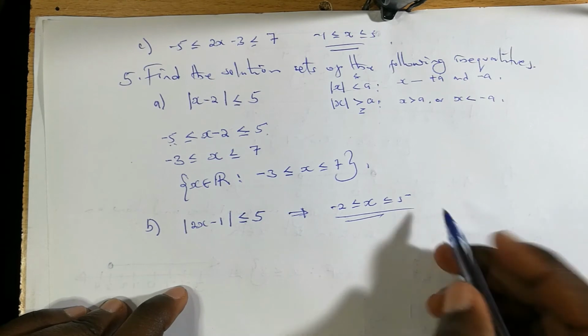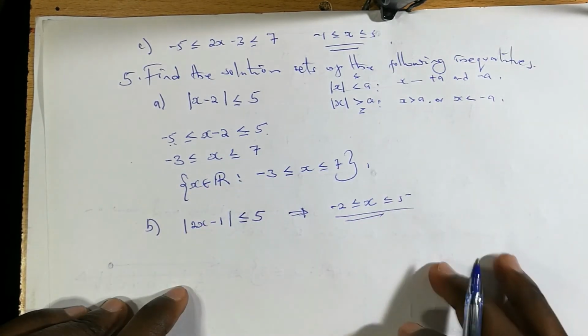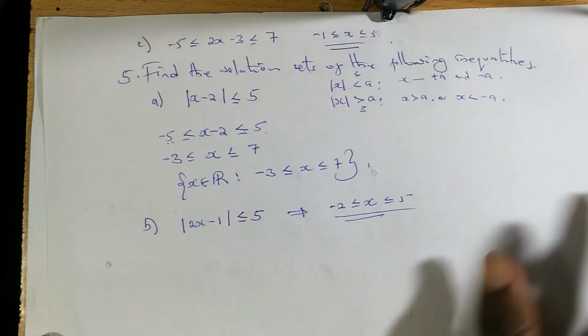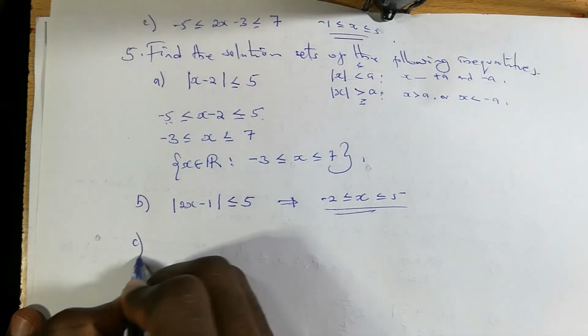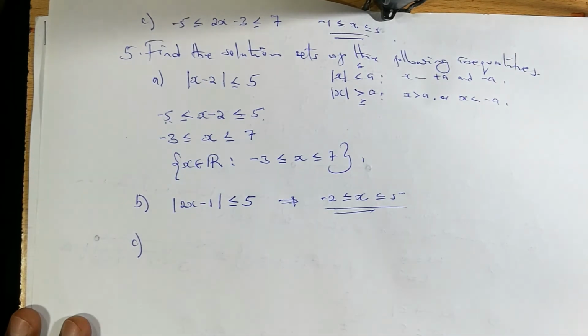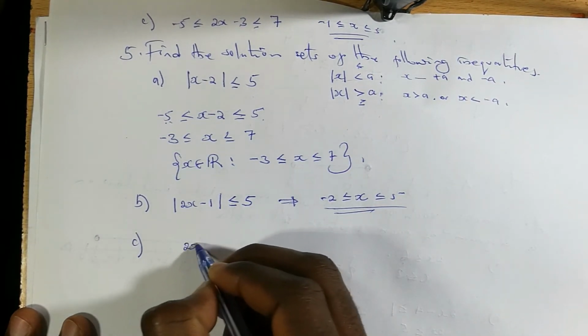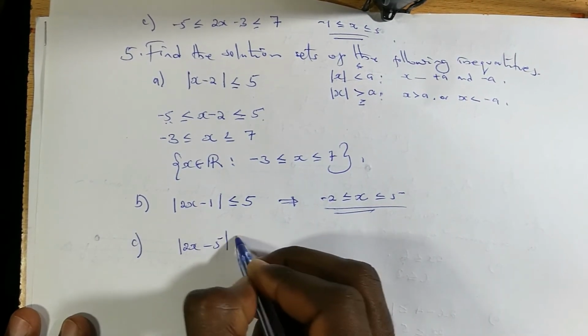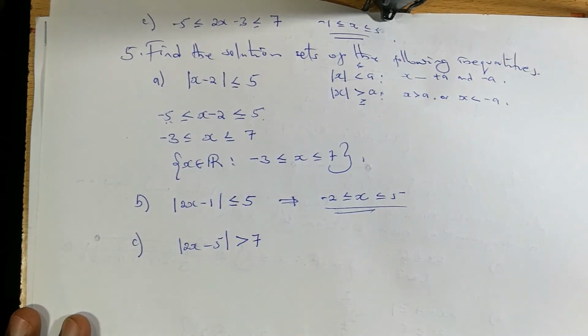That's the solution set you should come with. You're now writing the form for it. That will be your solution. Now let's look at another form, the one that covers this one here. Let me say 2x minus 5 greater than 7.